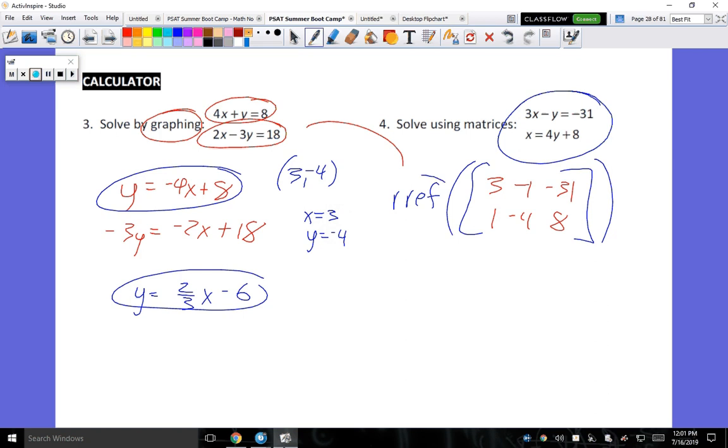We've learned how to do it with row reduced. We've learned how to do it with graphing. And my hope is you don't use either one. Here we go. This is what I hope you use. Put it in your notes, please.